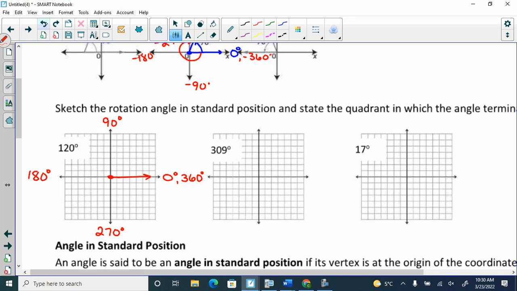How much more do I need than 90? 30. So am I going to go right to that 45? Am I going to go really close to the y-axis? No, that's like 1 degree, 2 degrees, 3 degrees, right? So if 45 was right up the middle, 30 is a little less than that. Oh, I kind of went right up the middle. Maybe something like that.